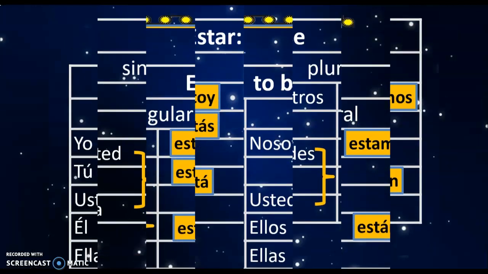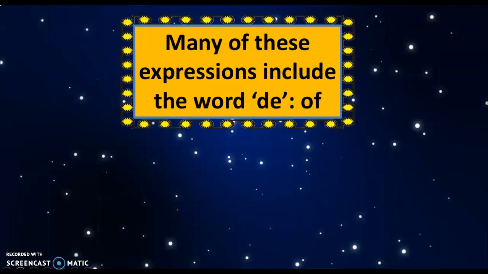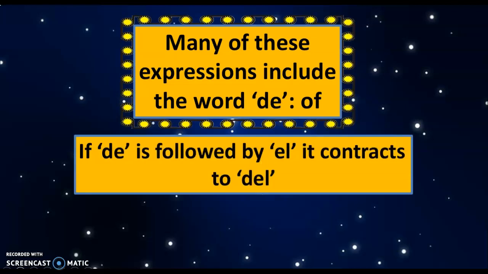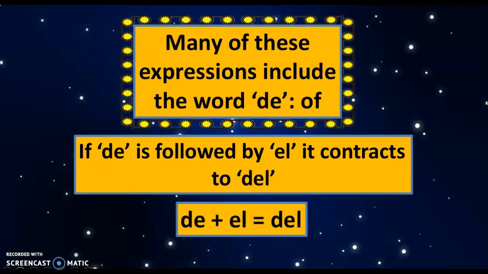All of these prepositions are prepositions of location. Many of these expressions also include the word de. If de is followed by el, it contracts to del. We do this in English. For example, do not contracts to don't. In English, you don't have to do that contraction, but in Spanish, you're required to whenever de is followed by el, the word that means the, you must contract it. So it becomes del, and you'll see this as we go along. So de plus el equals del all the time.